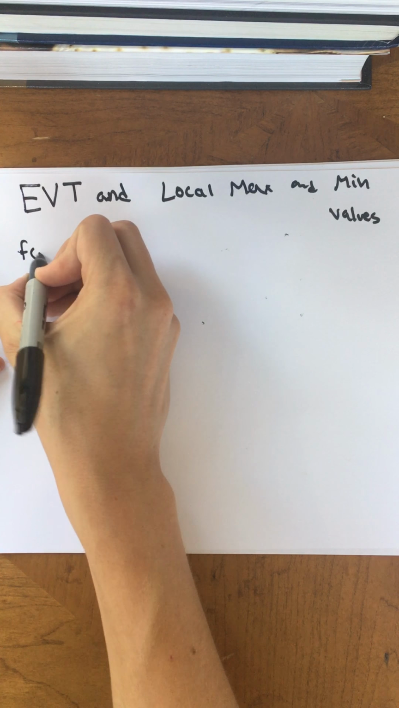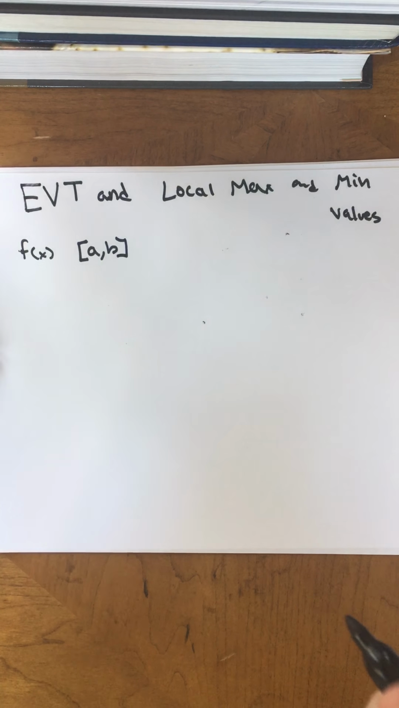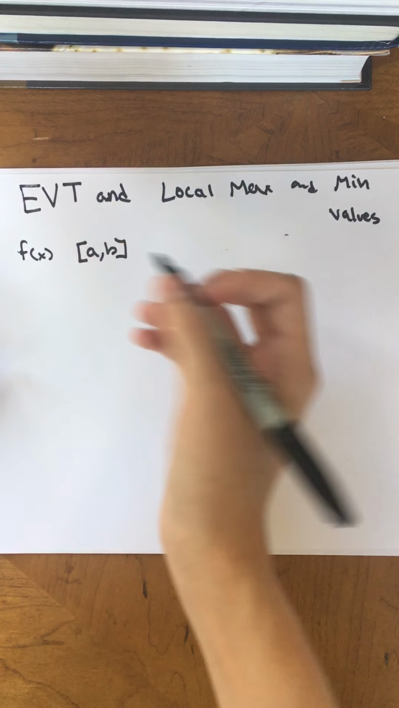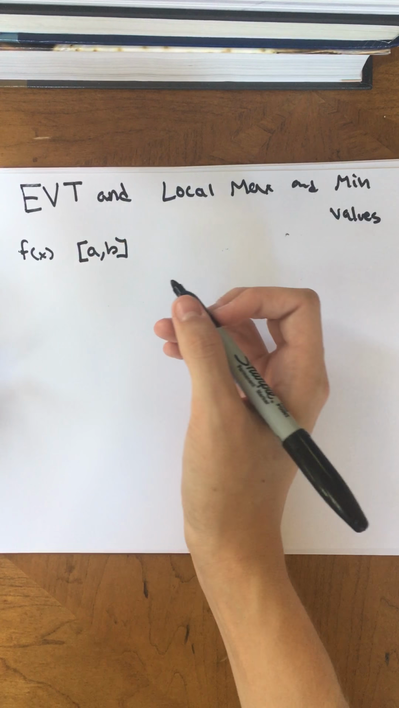any function, let's just do f of x, on a given interval a to b, there will be an absolute min and absolute max on that function. Now for this function, one of the conditions is that it has to be continuous. So it has to be continuous through a to b.